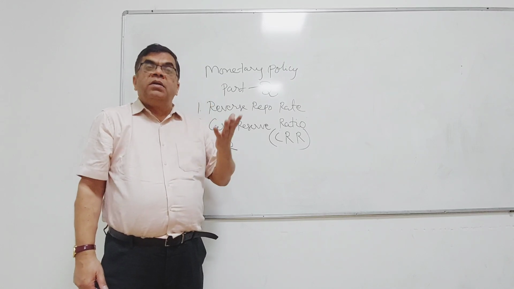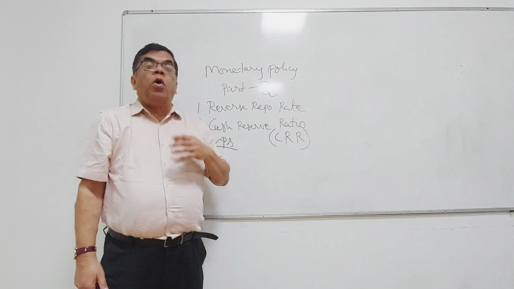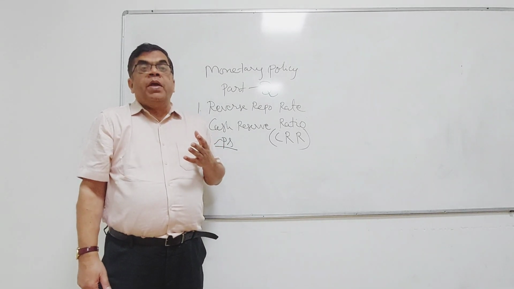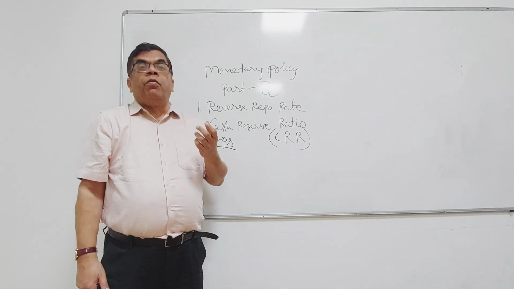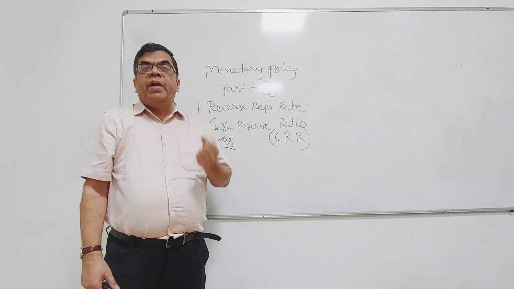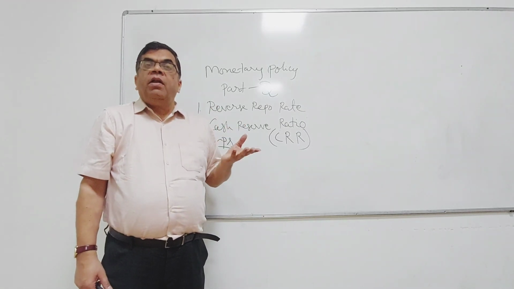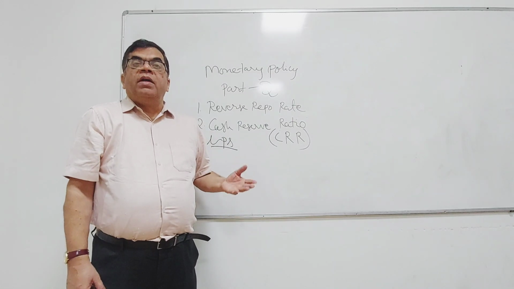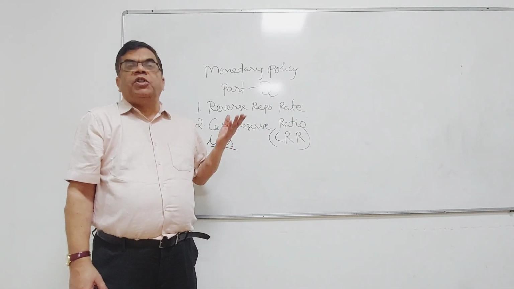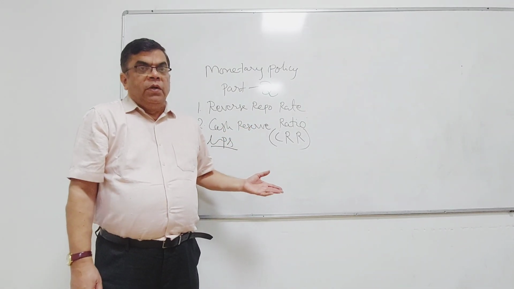So every quarter repo rate is examined and then it is decided by the Monetary Policy Committee of RBI whether it should be reduced or increased or a status quo should be maintained. Of course, as I mentioned in my previous lecture, it all depends upon whether a contractionary monetary policy is to be followed or an expansionary monetary policy is to be followed.